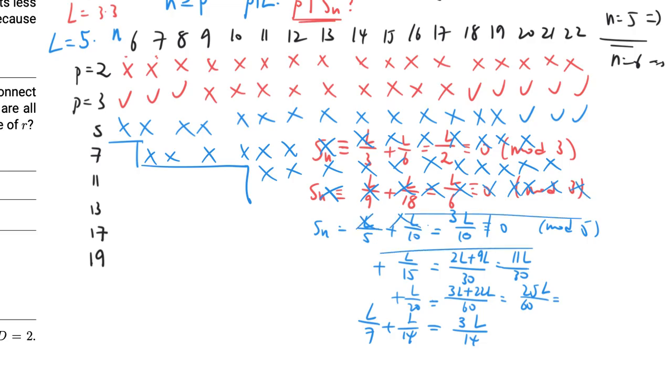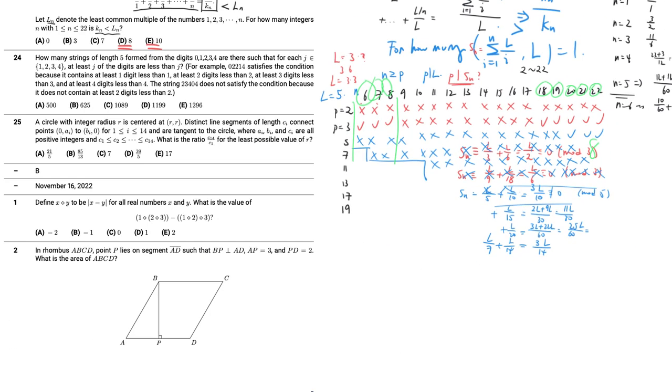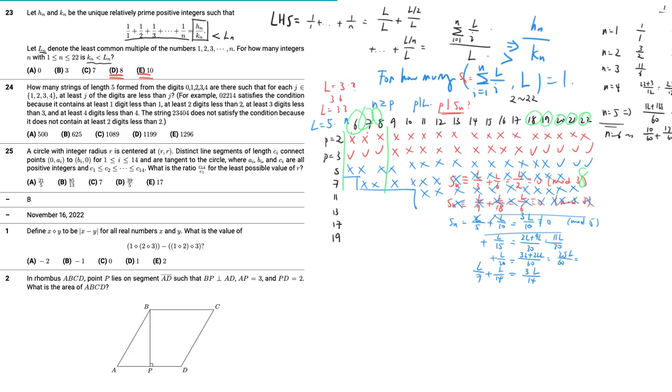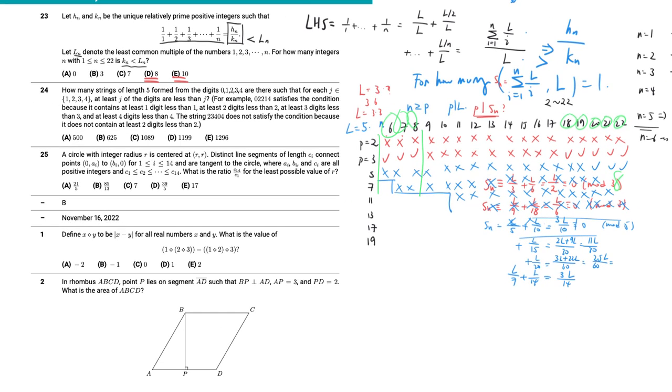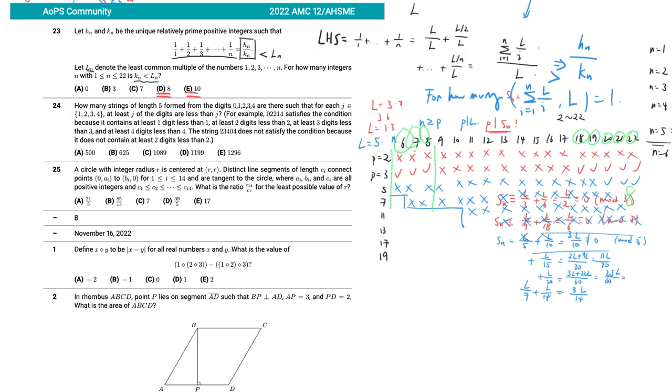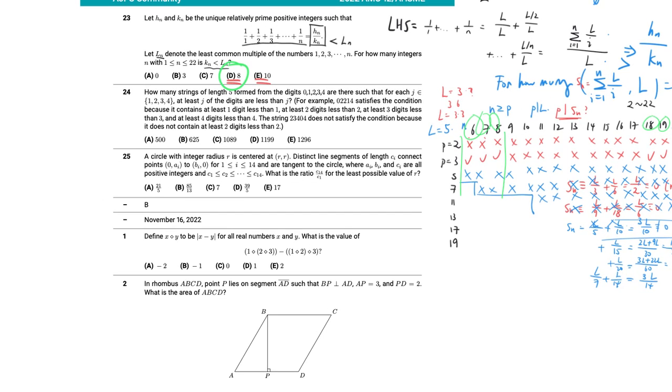So the answers are just these: 6, 7, 8, 18, 19, 20, 21, 22. So the answer is 8. And I would say this is actually not that difficult to think of. It's a little bit brute force-ish, but then it's also very fast actually. This is not a very difficult one to think of.